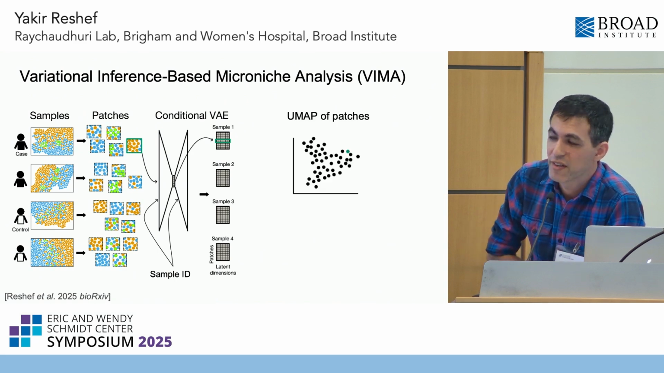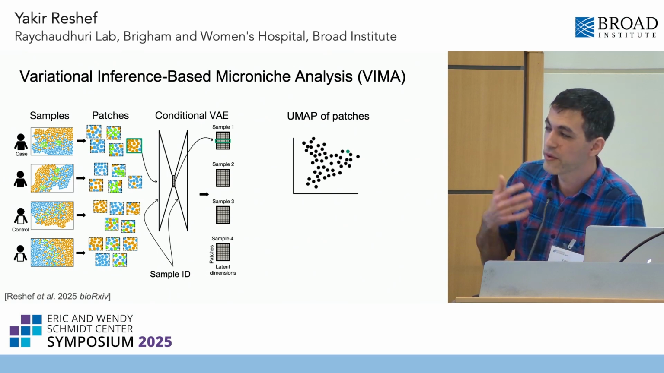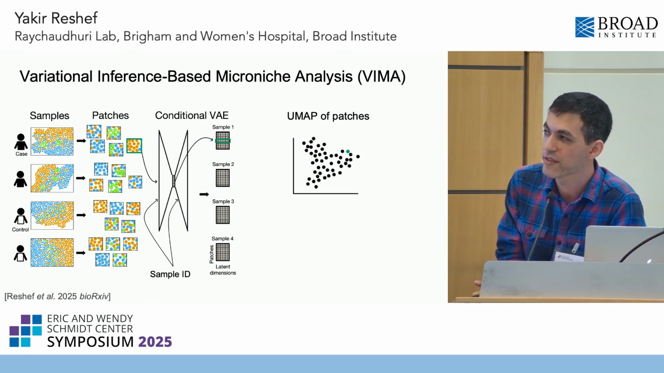The second innovation in VIMA relates to how we do the case control association test. Here, we compute a nearest neighbor graph of the patches using the patch embeddings, but we don't then cluster the patches into what people might colloquially call niches in the field right now.